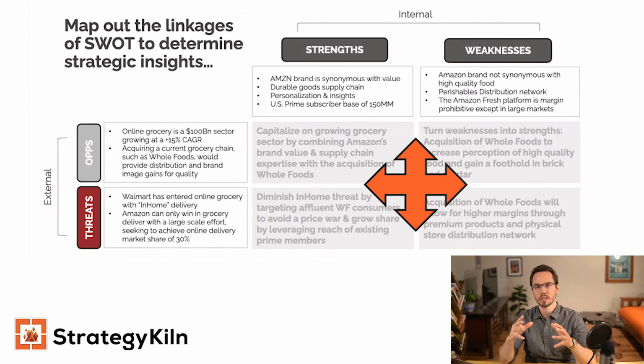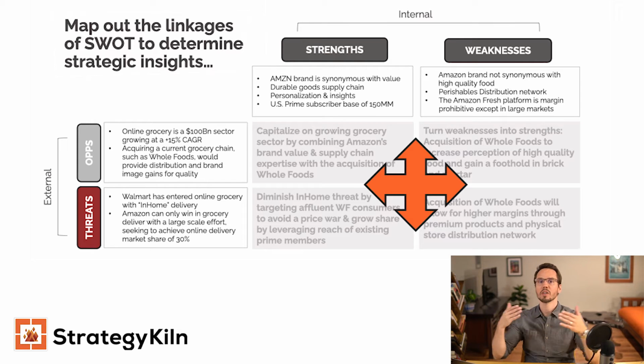All right, let's orient ourselves to this slide. We want to map out the linkages of SWOT to determine strategic insights. Looking at this template, you can already see that there are quite a few different things happening here. At this stage, you would already have created your standard SWOT approach, so you've got a bunch of strengths, weaknesses, opportunities, and threats.